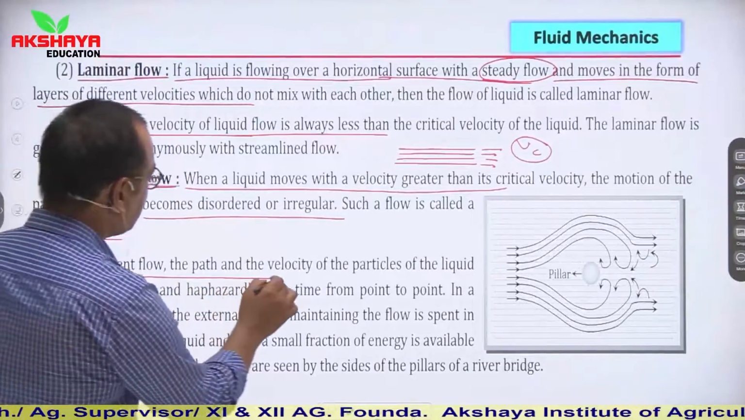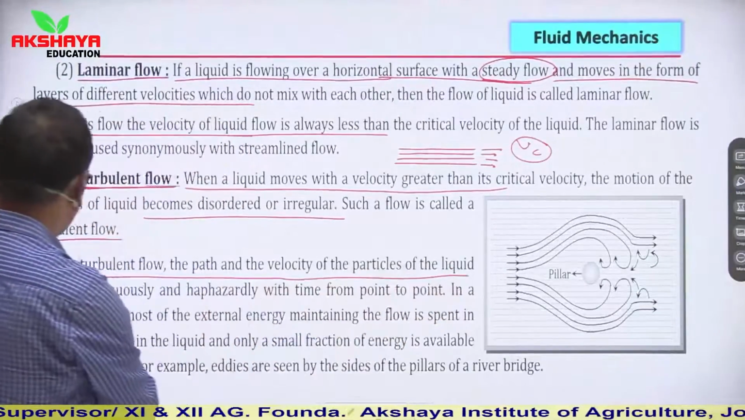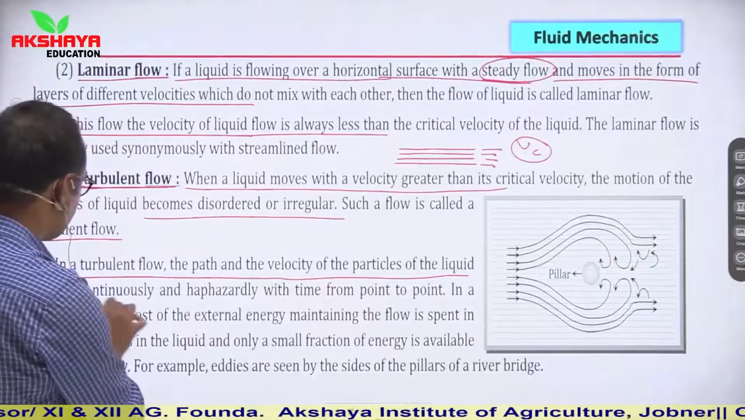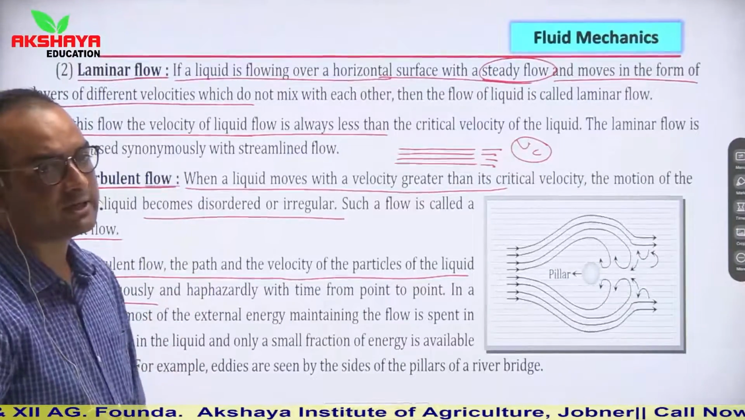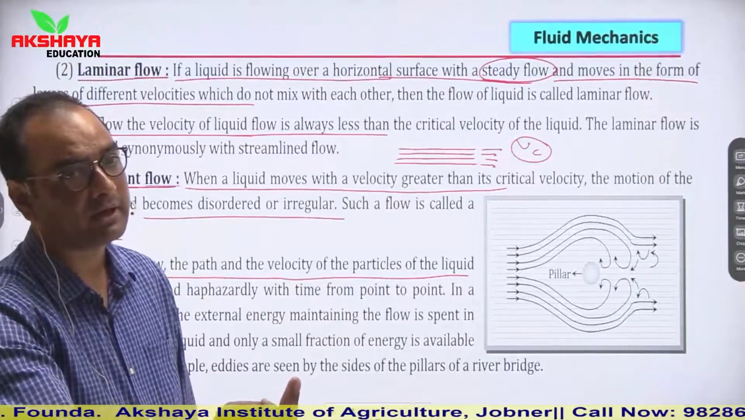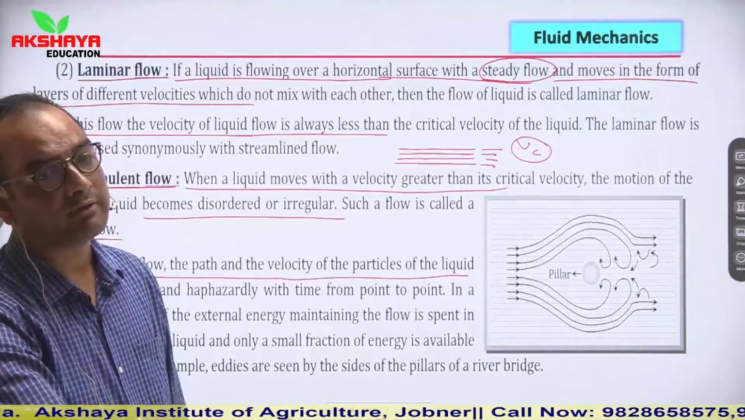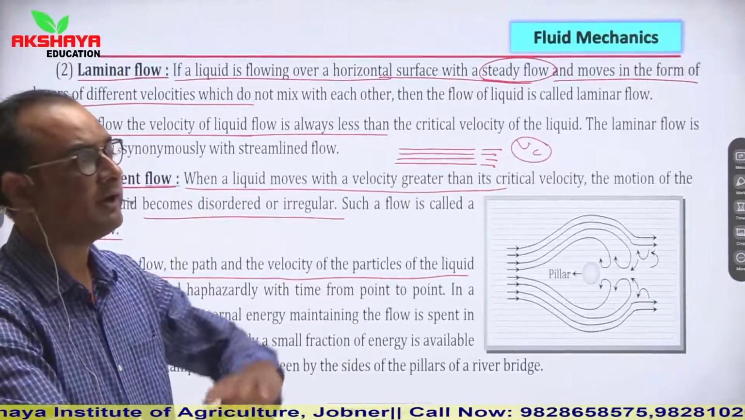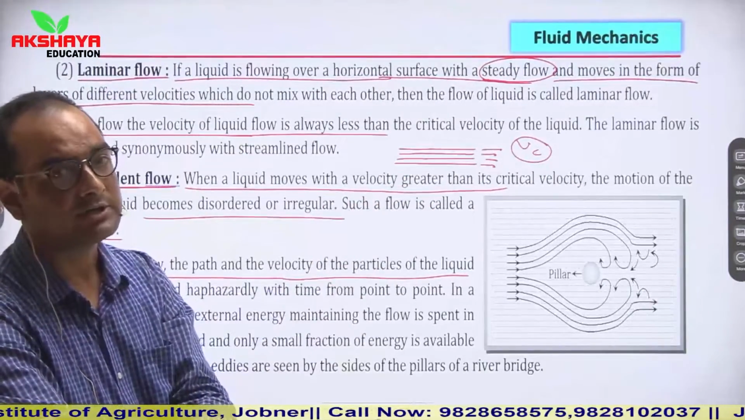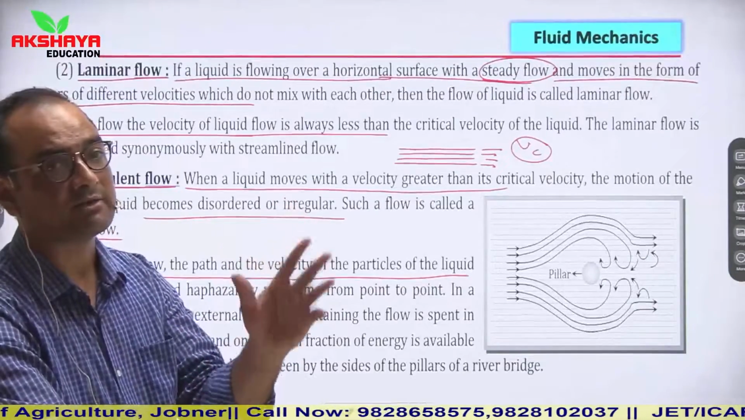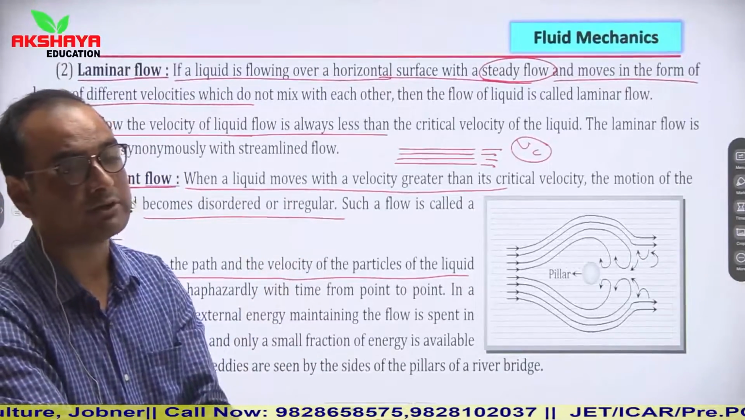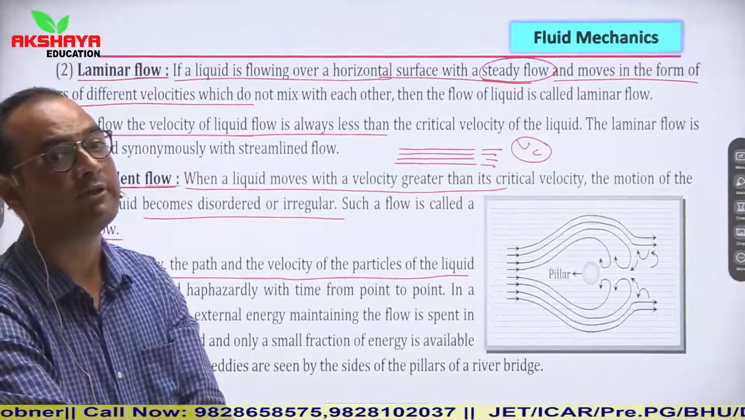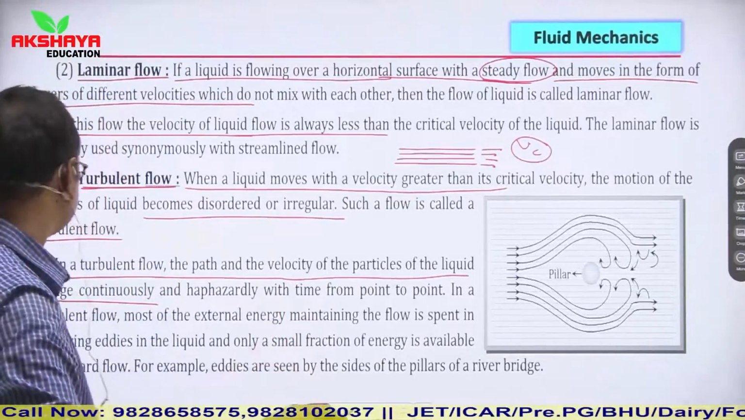In a turbulent flow, the path and velocity of the particles of liquid change continuously. I simply give you an example of water flow in the river. Different layers are moving with different velocities. Somewhere velocity is greater, somewhere velocity is smaller. So they travel with different velocities. It means the flow of that fluid is turbulent.